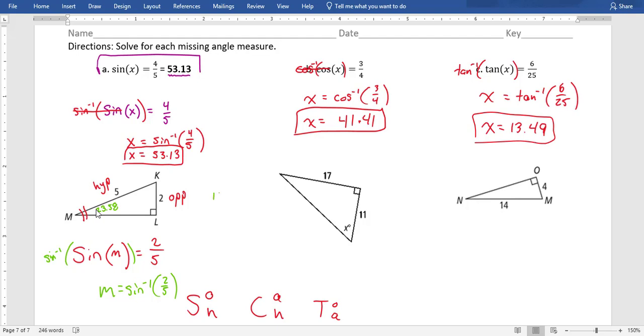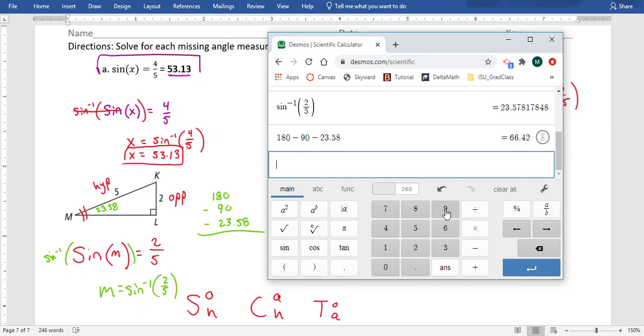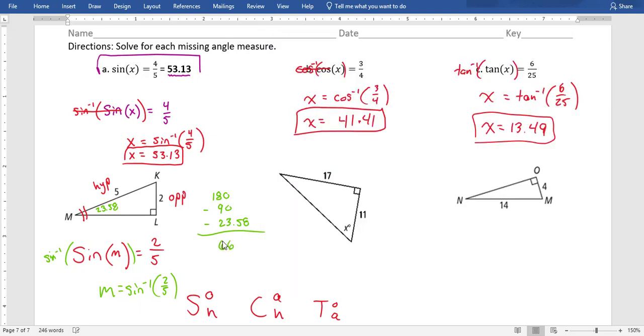Instead, I know that all three angles in a triangle should add up to 180. So I'll subtract 90. I'll subtract 23.58 more. And I'll end up with, well, let's see, 180 minus 90 minus 23.58 more gives me 66.42. All right, cool. So I got 66.42 in there. And I've got the three angles in my triangle.